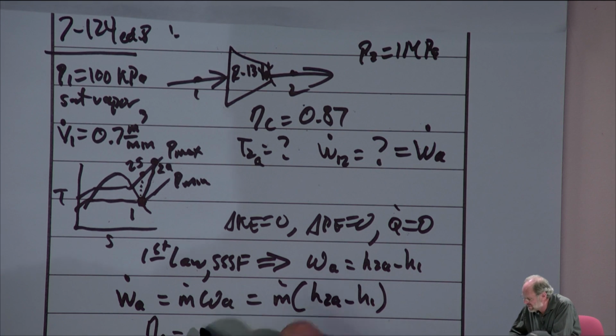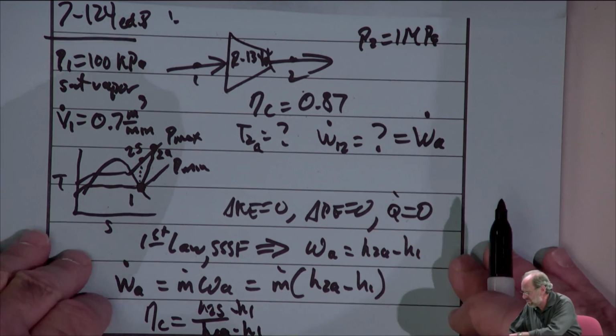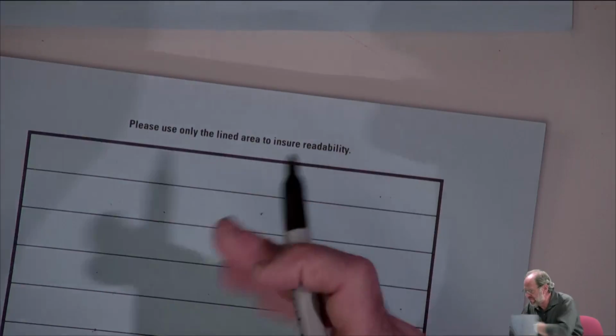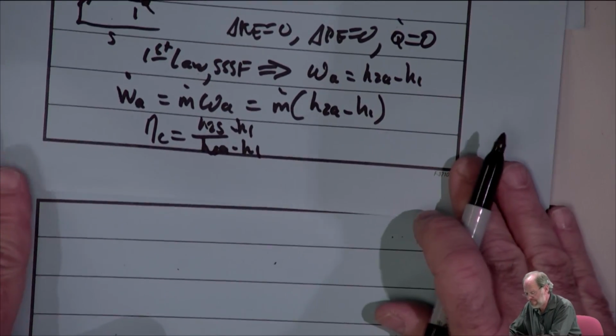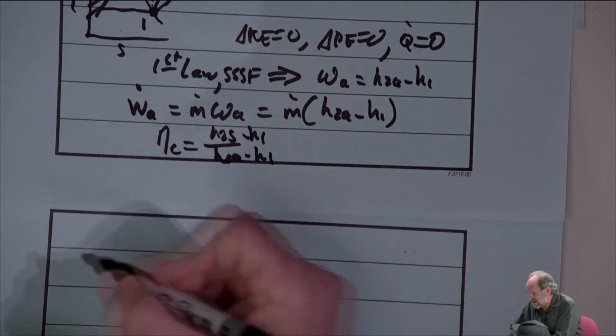So again, for the compressor the efficiency is ideal over actual, so this is (H2S minus H1) over (H2 actual minus H1), and this is the equation that we're also going to have to use. So let's just go through the mathematics. So we might as well start by getting our property data.